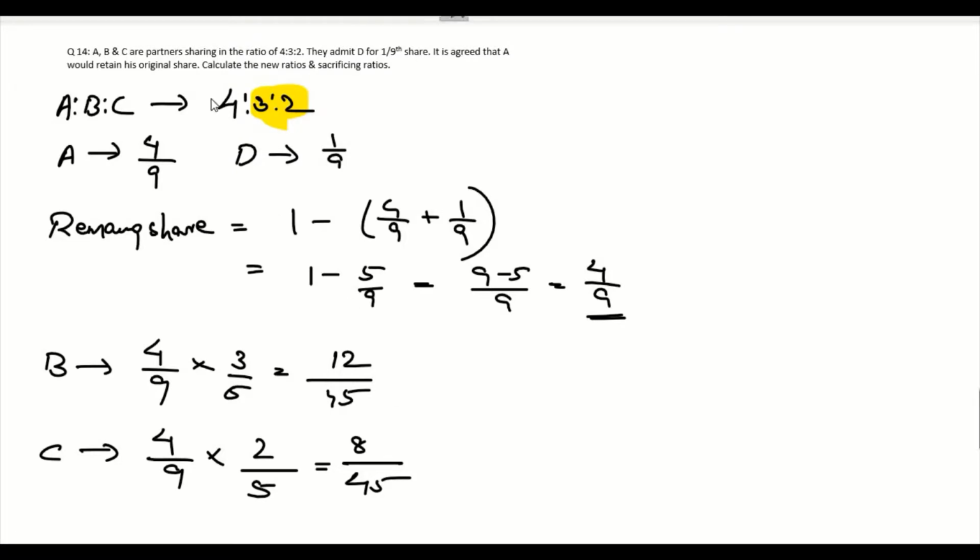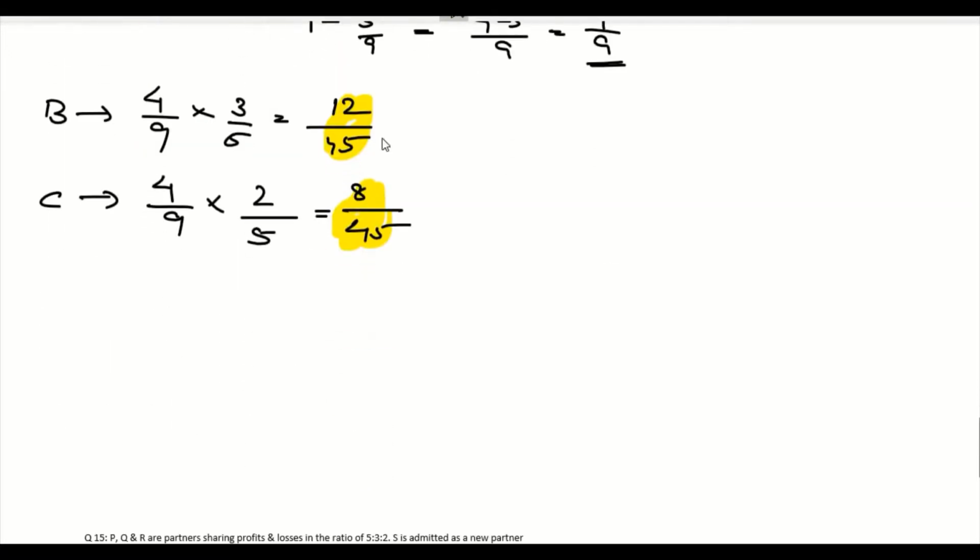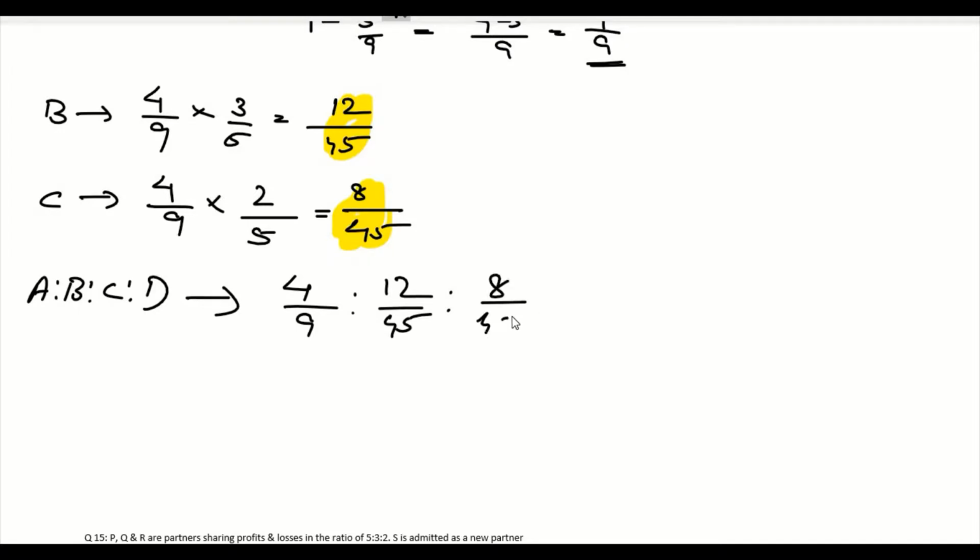Now we have all the shares. 4 by 9 for A, 1 by 9 for D, 12 by 45 for B, and C 8 by 45. So that's the new profit sharing ratio between A, B, C and D: 4 by 9 is to 12 by 45 is to 8 by 45 is to 1 by 9. Now if we keep the common denominator, it's going to be 20 is to 12 is to 8 is to 5.